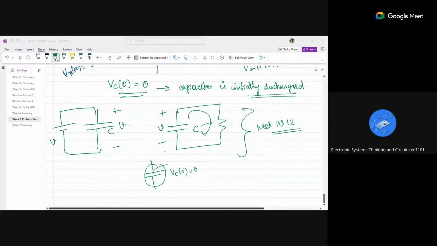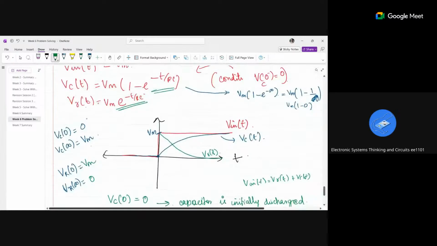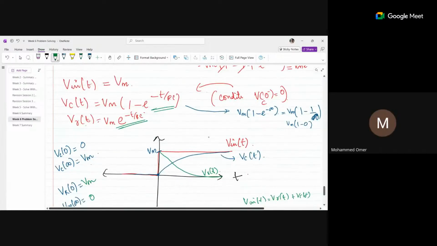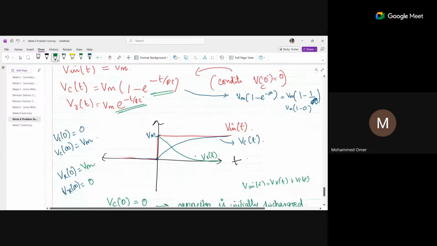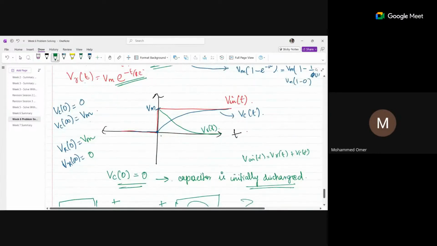Okay, someone was asking me to explain the graph. Can you please repeat what you want again? I just want to know what exactly is happening with Vc and Vr. This is at time t equal to 0 and at time t equal to infinity.